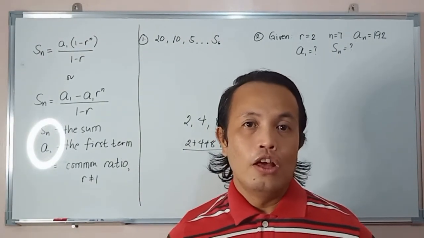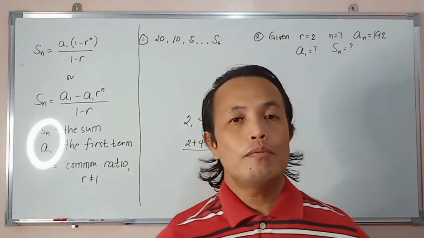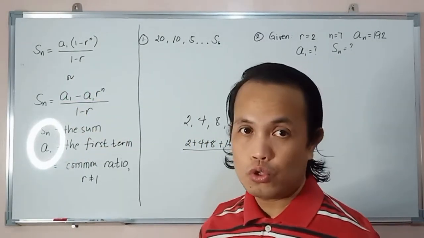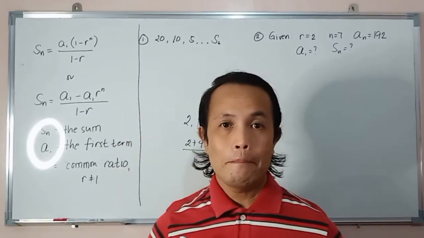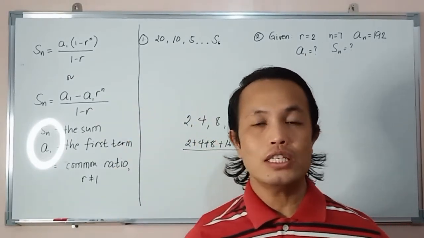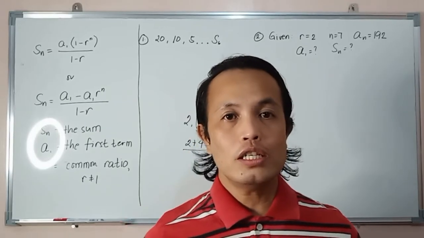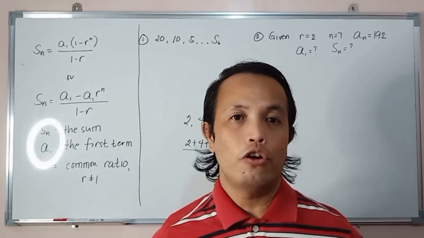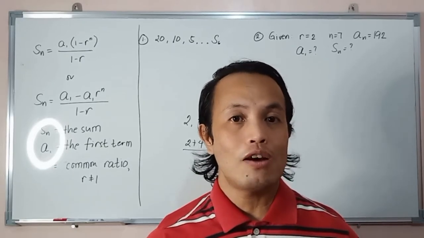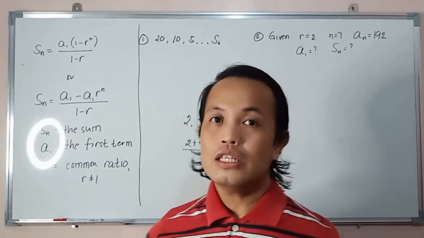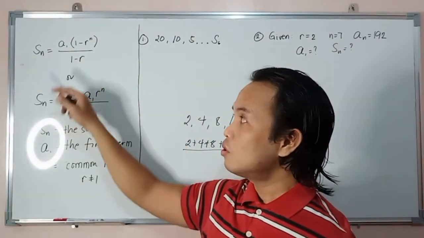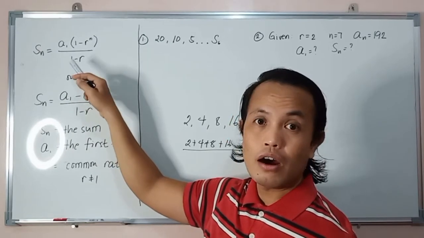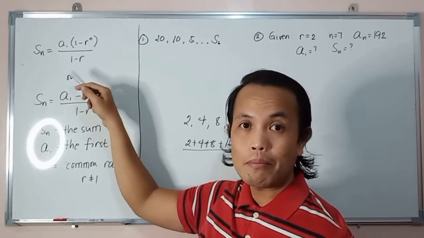In finding the sum of terms in a geometric sequence, we have these two formulas to use. We can use any of these two formulas. By the way, these formulas are only used if the given geometric sequence is a finite sequence. So in this case, we have the first formula: S sub n equals A sub 1 times 1 minus r raised to n, over 1 minus r.